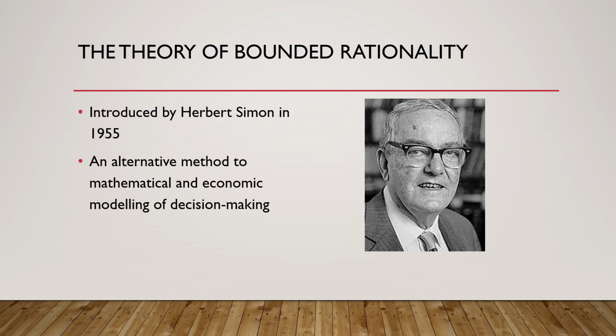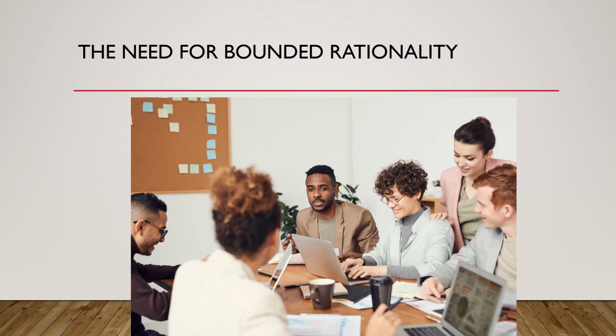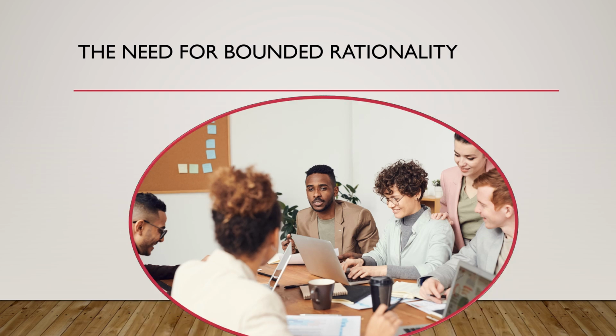The theory of bounded rationality was first introduced by Herbert Simon in 1955 as an alternative method to mathematical and economic modeling of decision-making. During this time, the mathematical and economic models that were used to guide decisions in economics and political science assumed that all individuals were rational agents engaging in decision-making to maximize utility. Simon argued that human beings are unable to approach decision-making practices with perfect rationality. Rather, they operate within a bounded rationality.